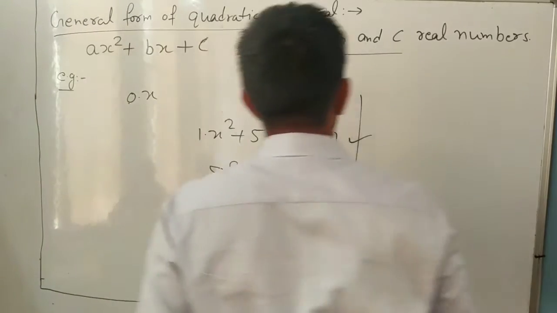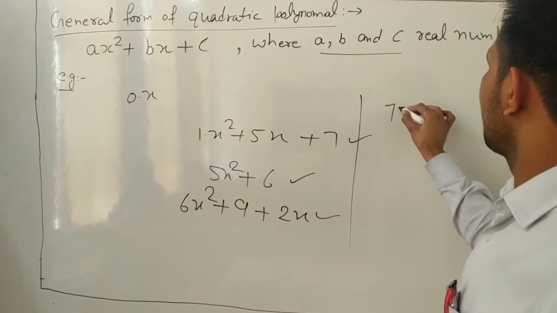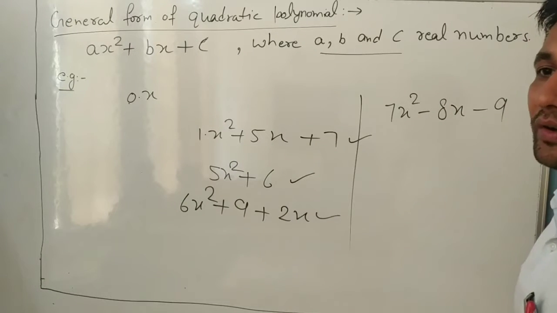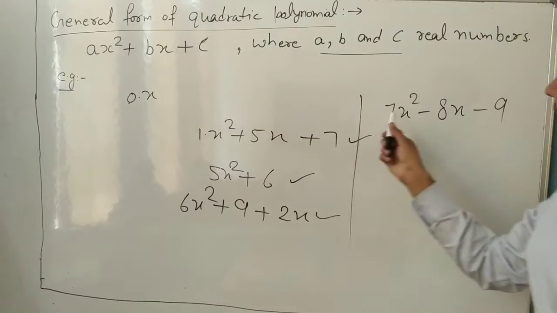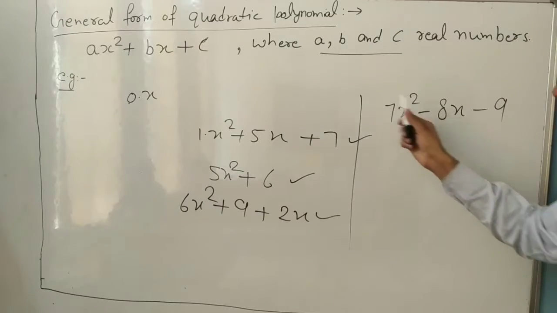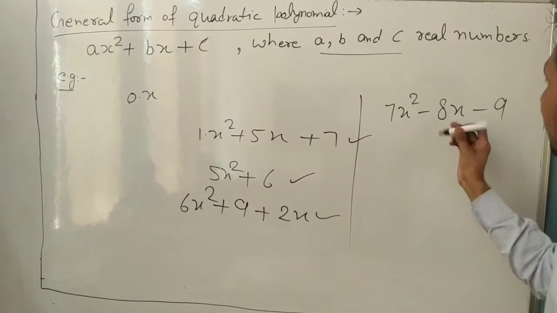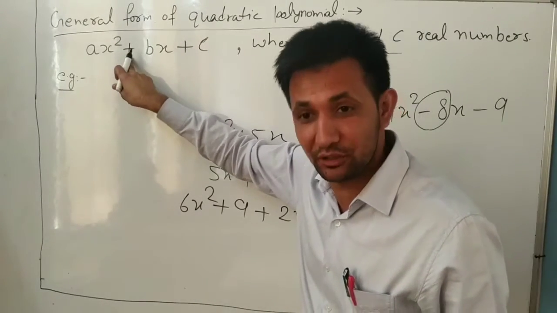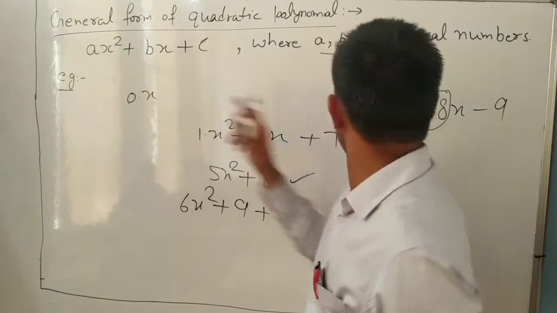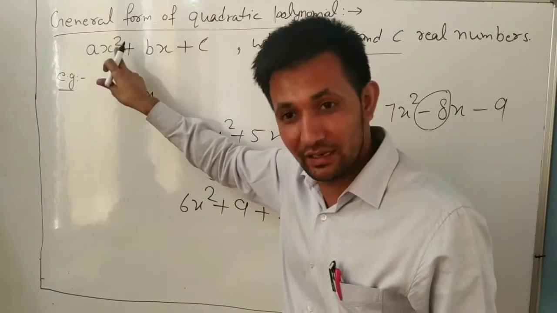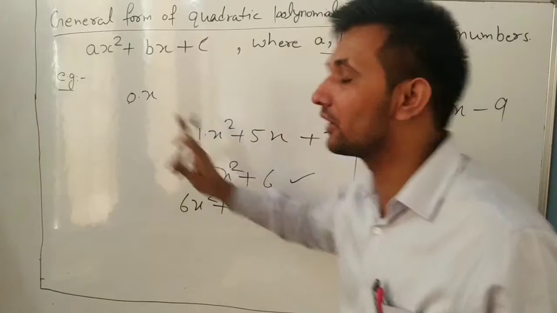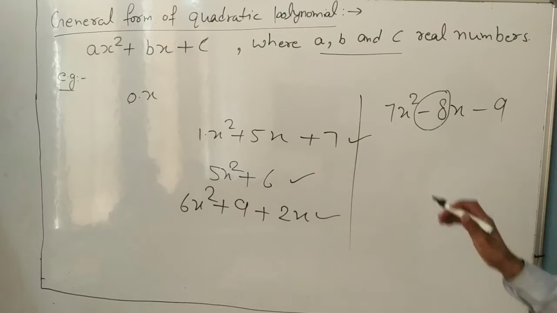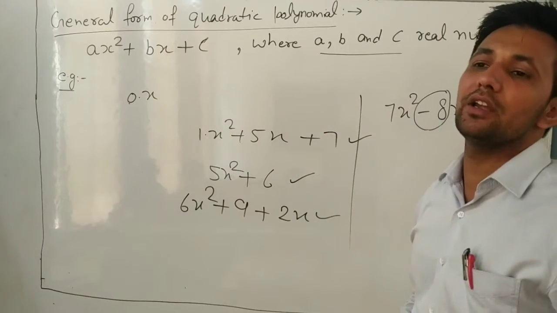Look here. One more equation, 7x square minus 8x minus 9. Now if I ask you what is a here, 7. b is the coefficient of x, which is minus 8. In the general form it is positive, so it comes negative when b is negative: positive into negative. So b is minus 8 and c is minus 9. So this is the general form of a quadratic polynomial.